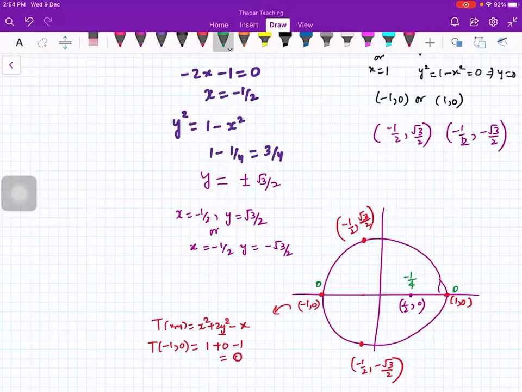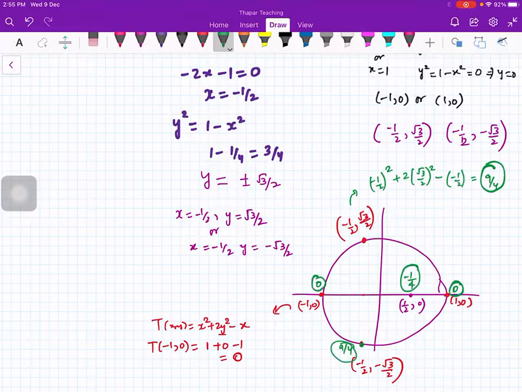You have to compute at minus half comma root 3 by 2. You can just compute it. So this will be minus half square plus 2 times root 3 by 2 square minus minus half. So this value, if you compute, is 9 by 4. Okay. And this also is 9 by 4. Now can you see out of this, 9 by 4, minus 1 by 4, 0, 0 and 9 by 4, which one is the maximum?